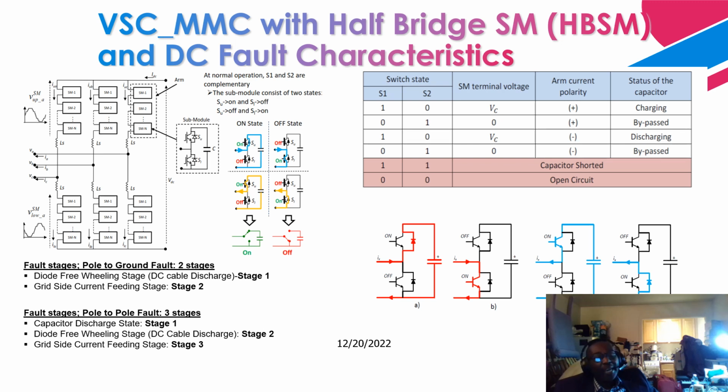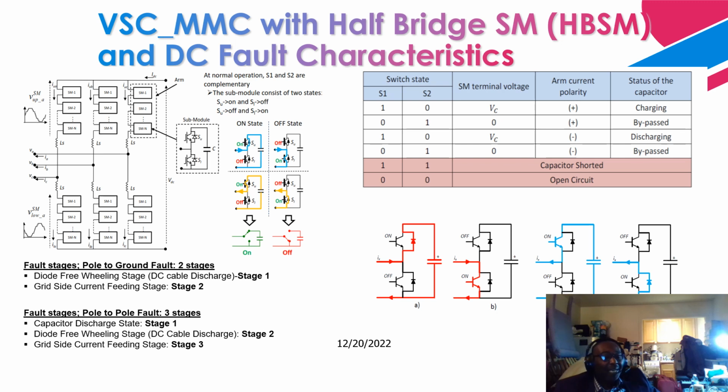When the DC cable discharges through the freewheeling diode and is fully discharged, the next stage, stage 2, steps in: the grid side starts feeding. Remember, fault current always flows from the grid. It flows through the grid freewheeling diode through the faulted point until a steady state is reached.